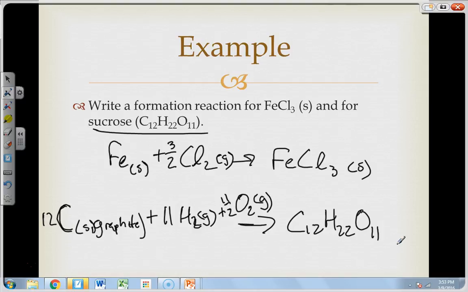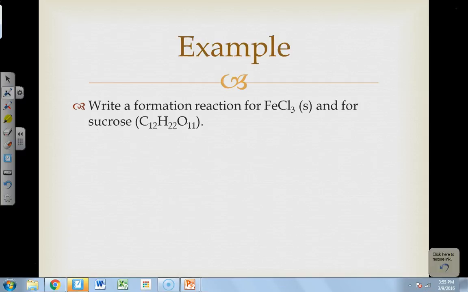So that's how you write formation reactions, and these become powerful when you're trying to solve Hess's law problems, because all of these elements have 0 for their enthalpy, so the only enthalpy contributing to the overall reaction is that of the product. That's why we write formation reactions. Couple that with Hess's law, and then you can find all sorts of enthalpy problems out. So, anyways, that's formation reactions.